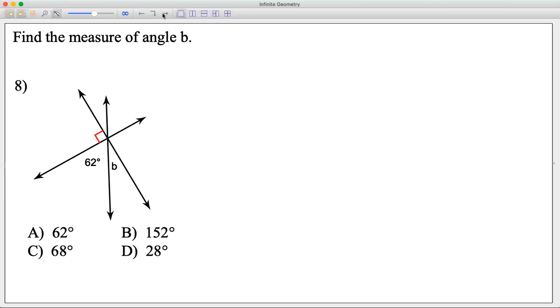Some people can do this in their head. 90 and 62 is? Some people can do it. Others of them would need scratch work to do that. Hey, look at the answers.